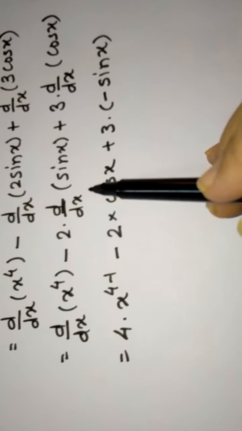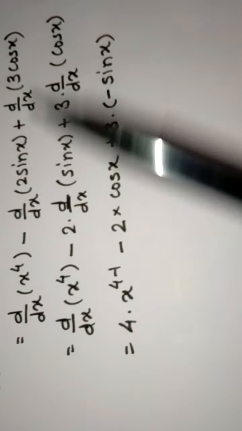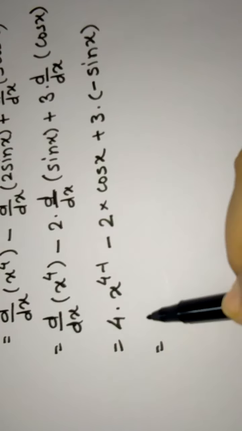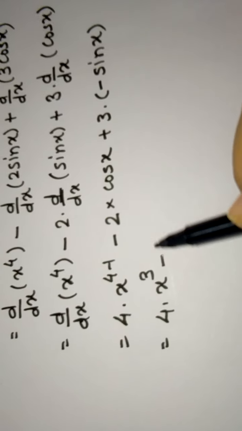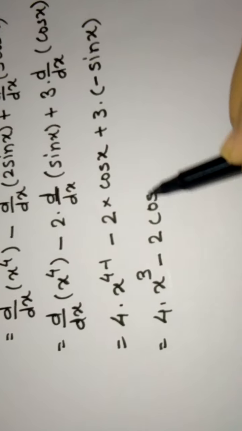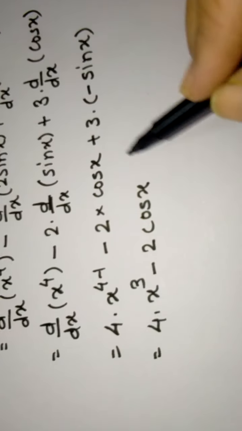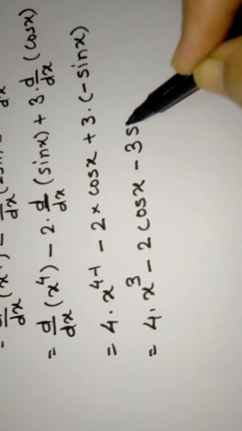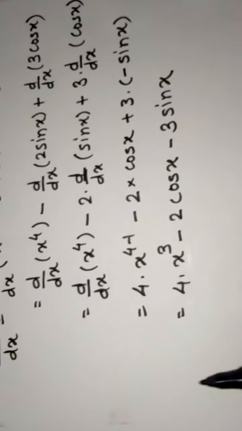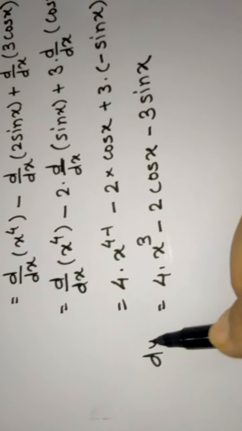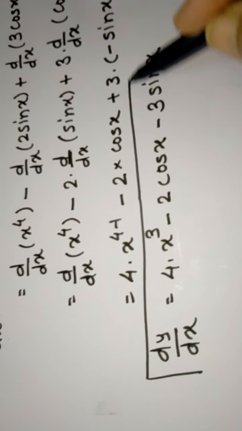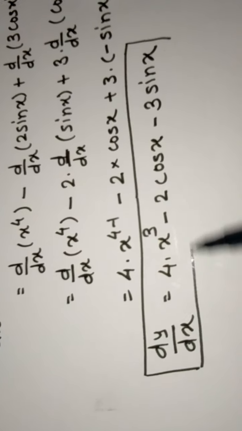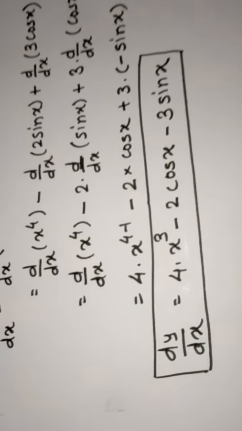Once you are finding the derivative, then don't write d by dx. It is equal to 4 x raised to 3 minus 2 cos x plus 3 into minus sin x, that is minus 3 sin x. This is your answer, or derivative dy by dx. Okay, take the next problem.